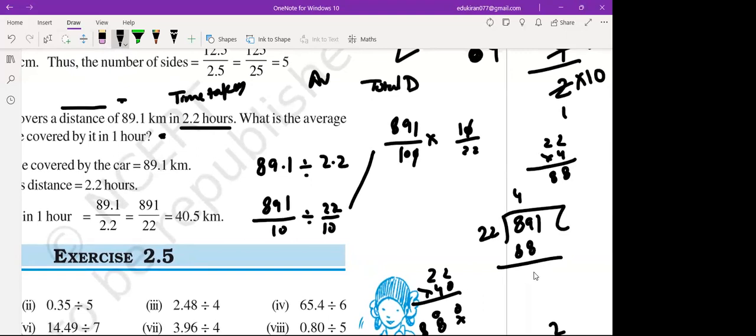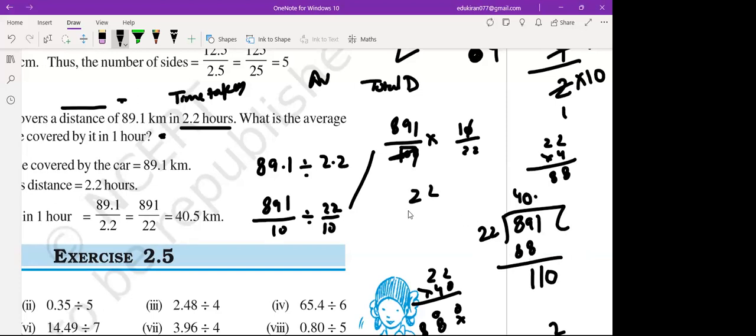Now I bring this one here. You cannot divide it, so you write 0 here. Then after this, I'll put here 0. If you put a 0 here, you get a decimal. Then, 22 should be multiplied by which number that it will give me this?